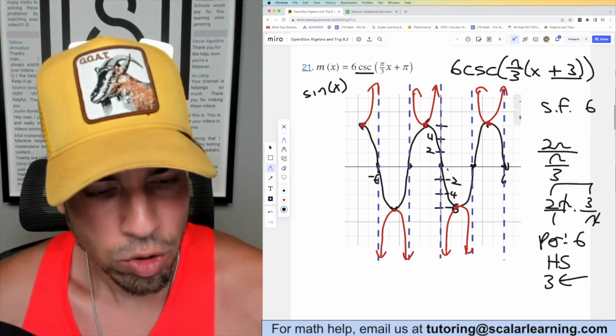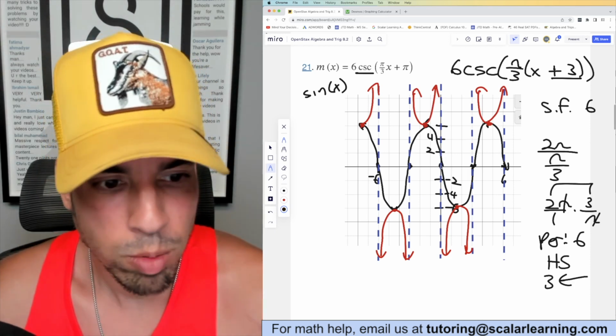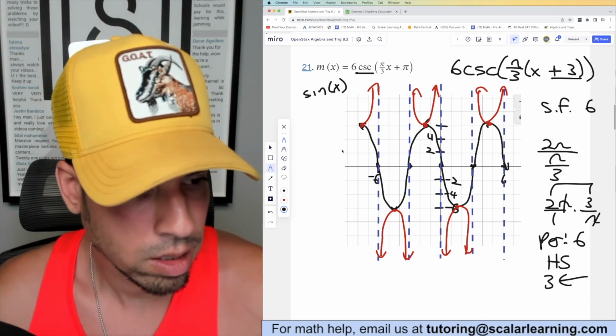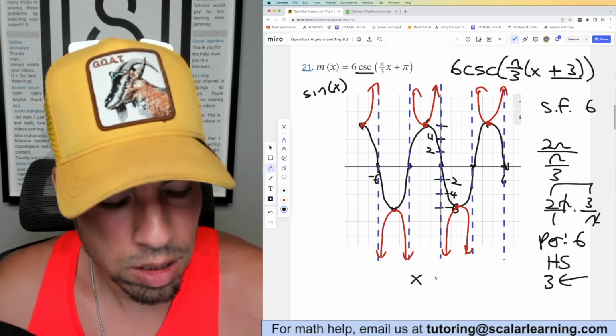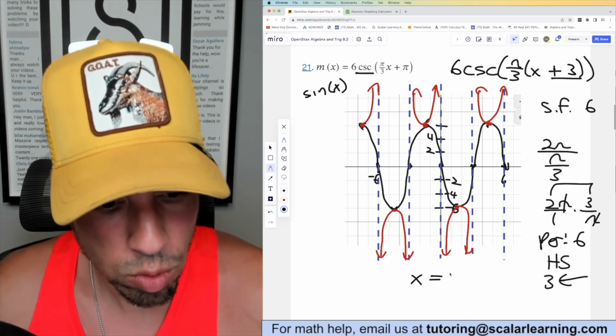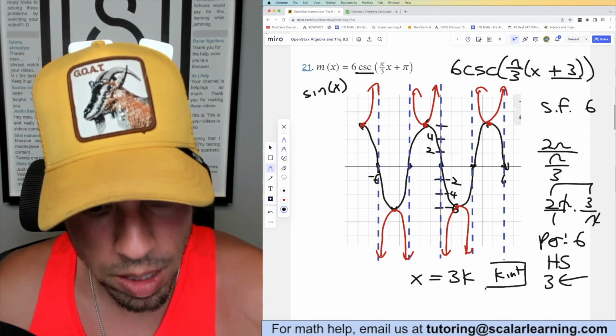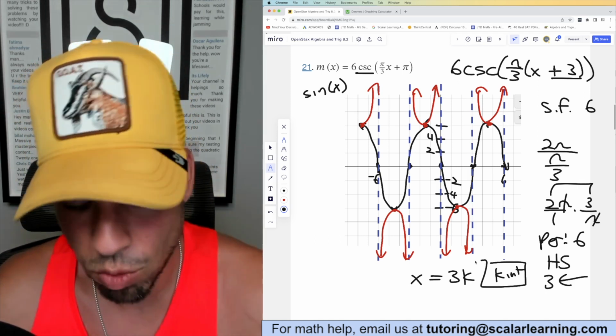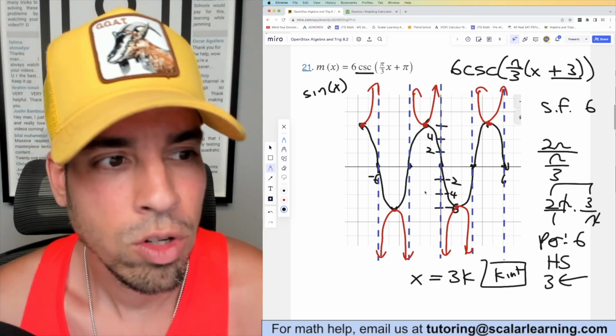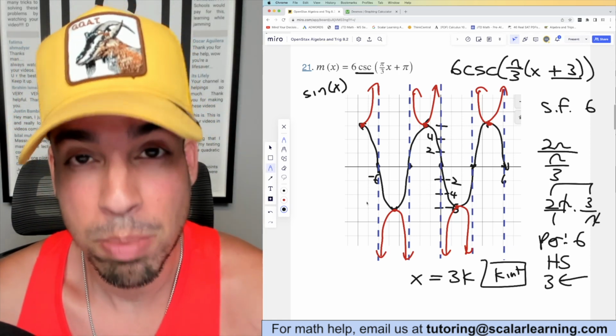And these asymptotes are easy, right? Because they're all multiples of 3: 0, 3, 6, etc. So we can just literally say for the asymptotes, x equals 3k, where k is an integer, any integer, right? 0, 1, 2, 3, -3, -2, whatever we want, okay? So there is your answer, boom, done.